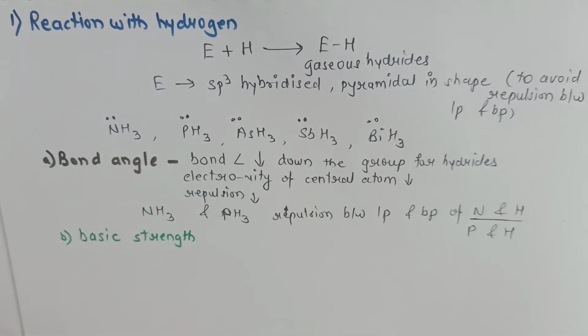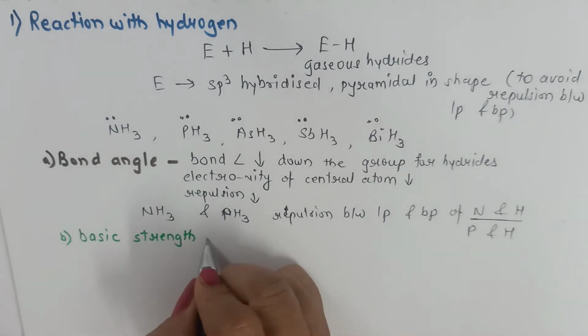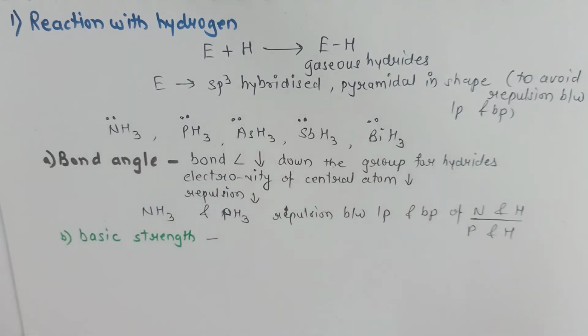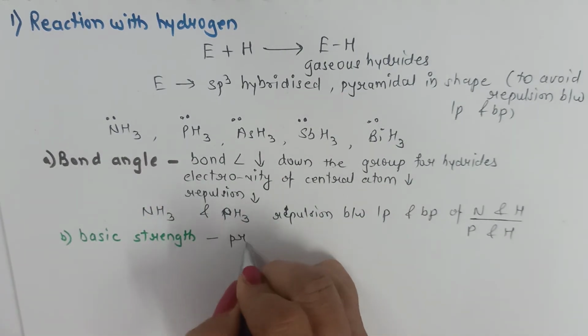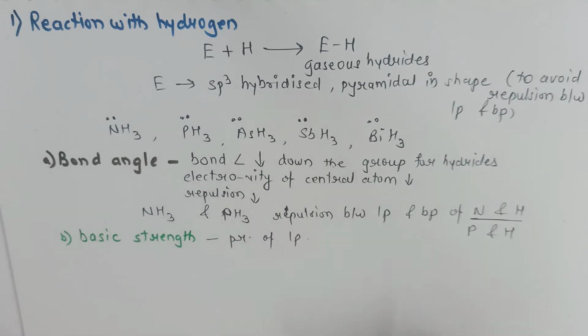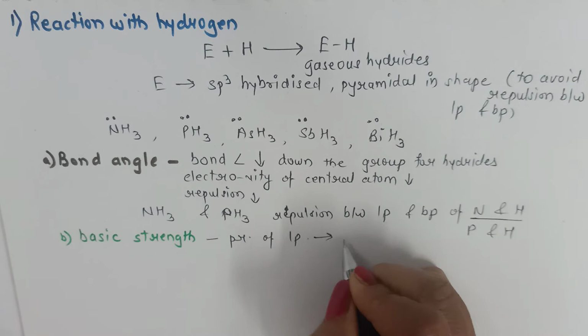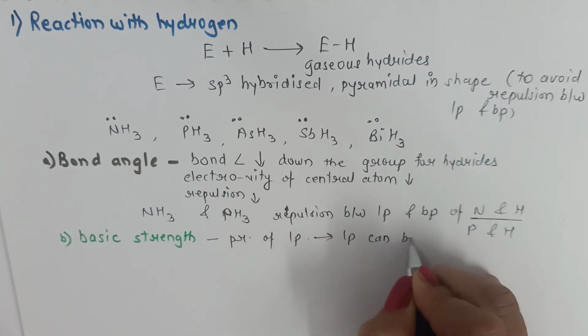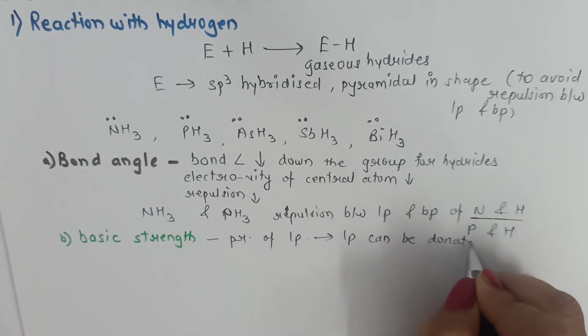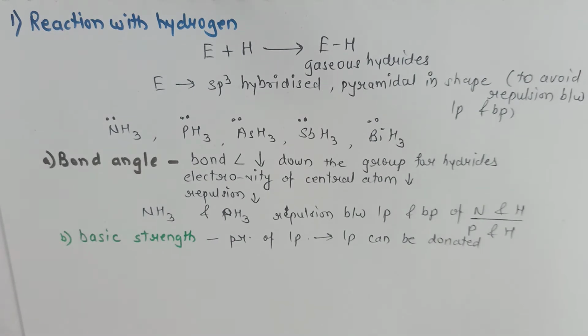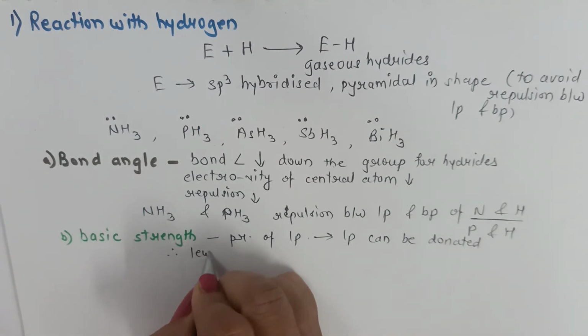The next characteristic is basic strength. We know that there is a presence of lone pair on the hydride of every element. So the presence of lone pair makes them basic in nature. This lone pair can be donated. As they can be donated, therefore they will act as Lewis base.